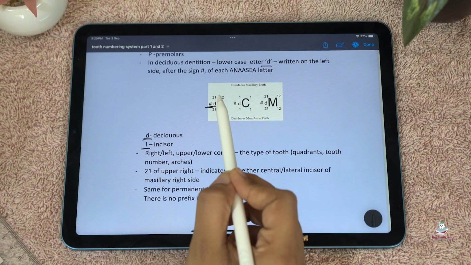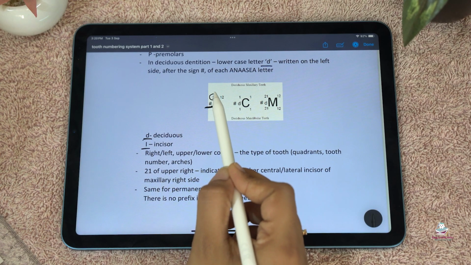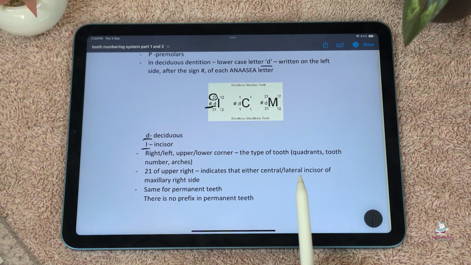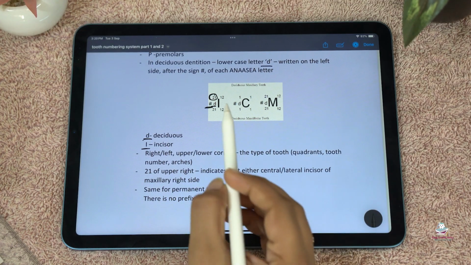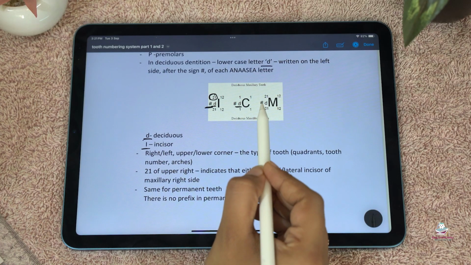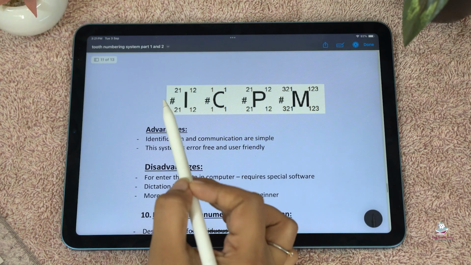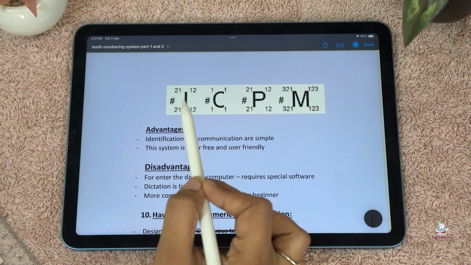If there is a 2-1 in the upper right corner, it indicates either the central or lateral incisor of the maxillary right side. And use the same for the permanent teeth, and there is no prefix in the permanent teeth. So no prefix, only hash mark and the tooth type.